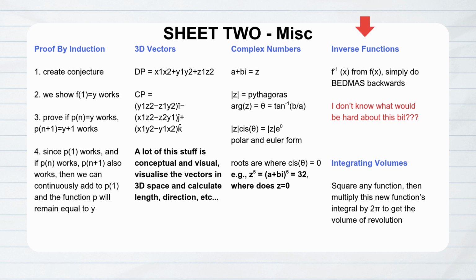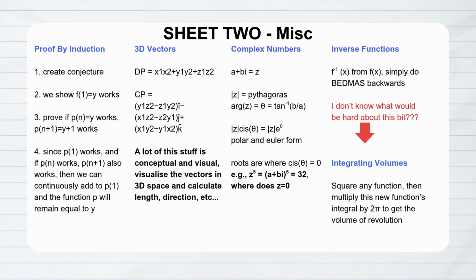Inverse functions, f to the -1 of x from f of x, simply do BEDMAS backwards. It's just like finding x from a known y, or finding y from a known x. It's perfectly back and forth. It's just about not getting tripped up by accidentally adding or subtracting or putting a sign in the wrong spot. It's just about double checking your work once you've found the solution.